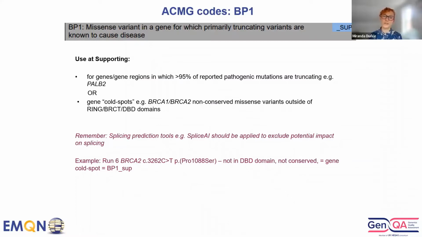We often talk about hot spots, but there are also cold spots of genes. So a good example of this would be missense variants in BRCA1 or BRCA2 that are outside of those key domains and they're not conserved. And by that, we just really want to check the conservation to ensure it's not highly conserved and it's not something to do with a very key structural amino acid or something. But generally, it's fairly obvious when you can see it's not very well conserved outside of those domains, and you can apply BP1 at supporting. And a caveat, please remember to exclude splicing.